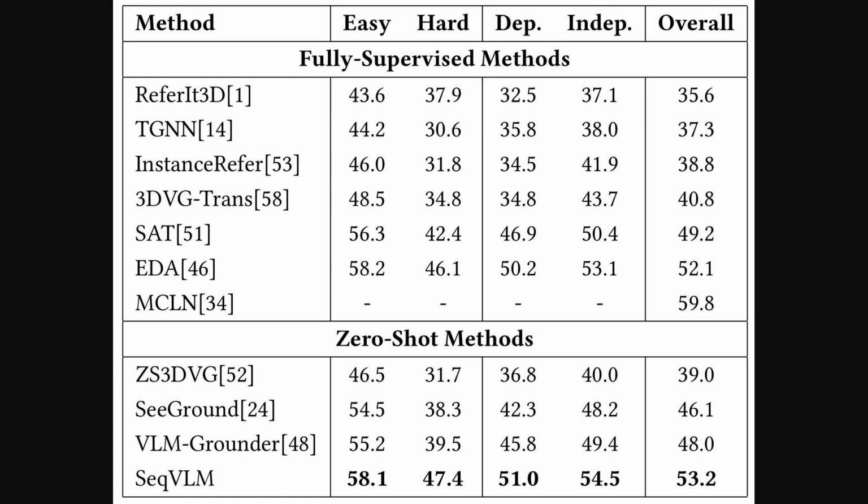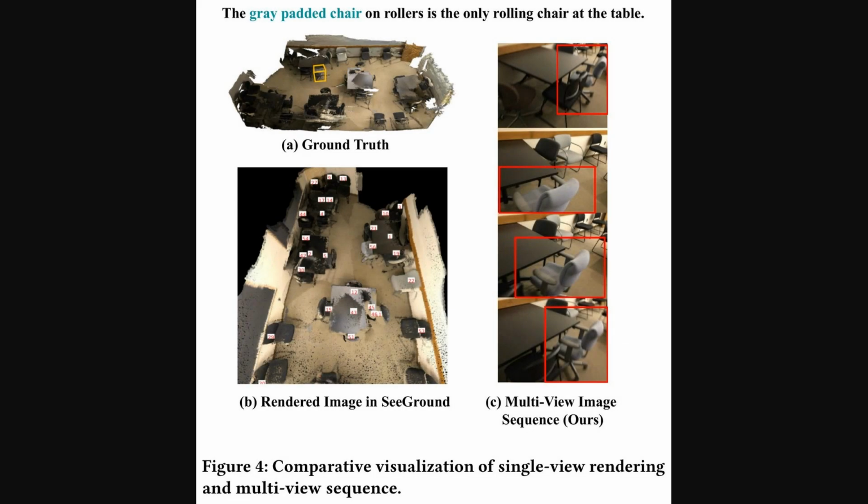So, the previous table covered ScanRefer results. Table 2 summarizes NR3D with splits for easy, hard, view-dependent, and view-independent, so the comparison captures both distractor density and viewpoint sensitivity. SeqVLM leads zero-shot methods at 58.1 easy, 47.4 hard, 51.0 dependent, and 54.5 independent, yielding 53.2 overall. The gains are broad, which suggests the multi-view sequences and iterative selection reduce ambiguity across perspectives, not just in simpler scenes.